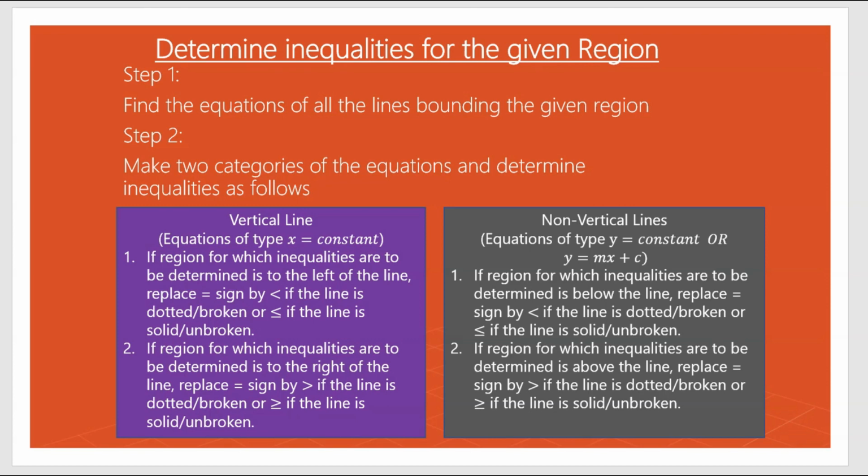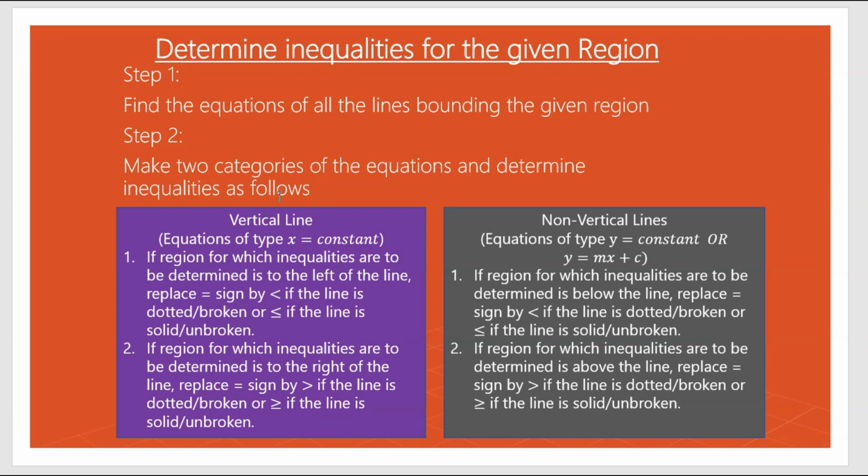There are two steps involved if you need to determine the inequalities for any given region. The first step is you need to find all the equations that bound your given region. And the second step is, after you are done with the equations, you subdivide your equations into two categories, and from those categories then you determine the inequalities. So the process is defined.